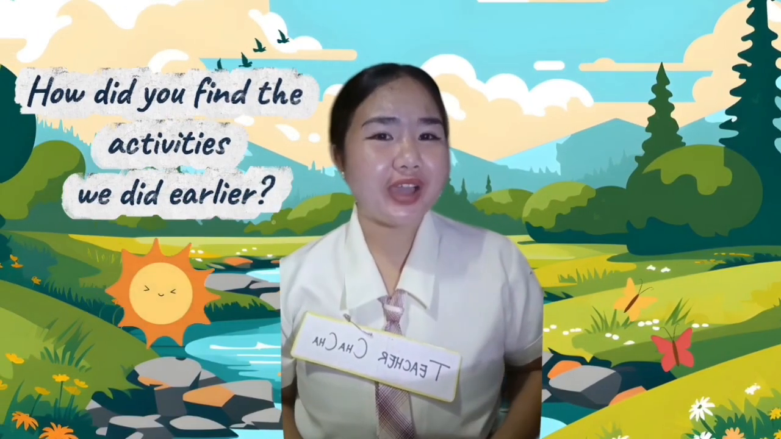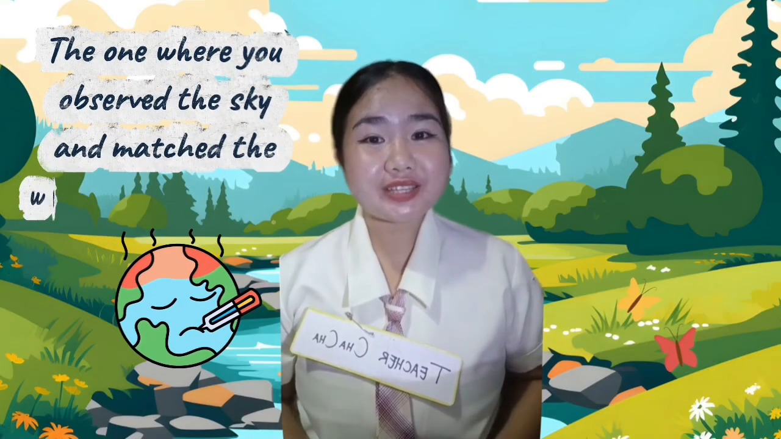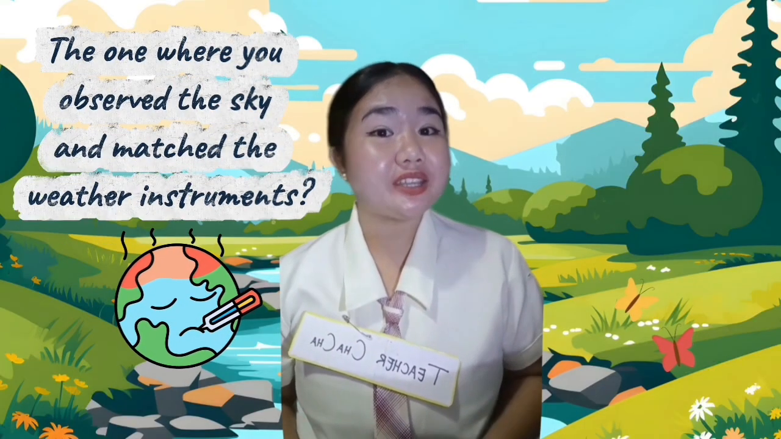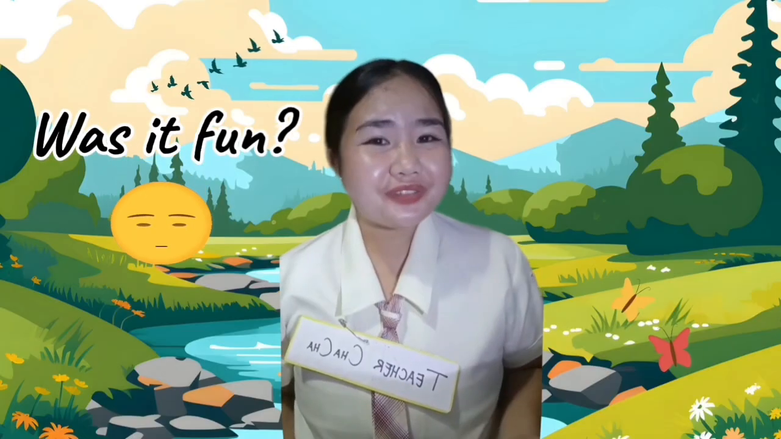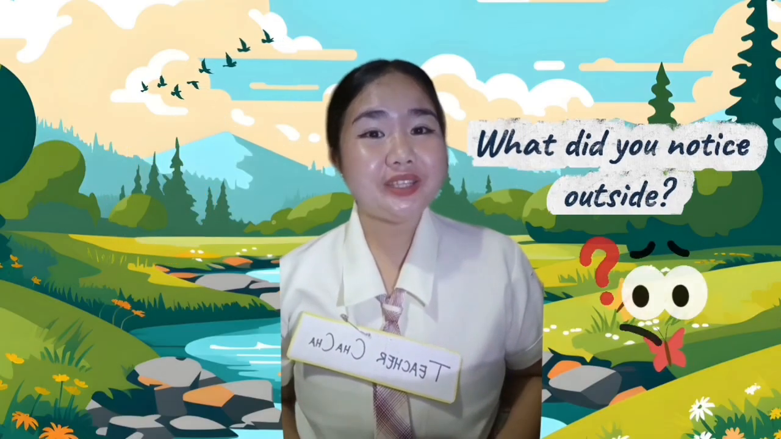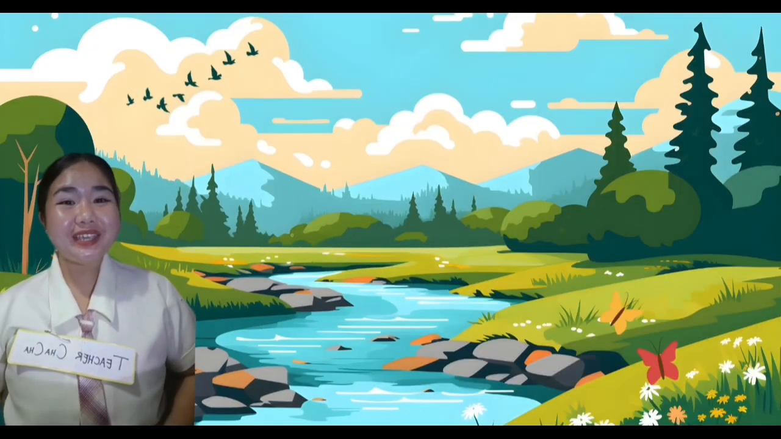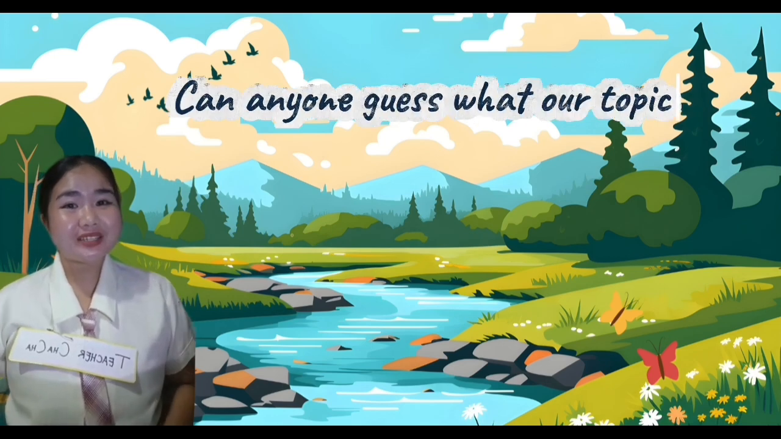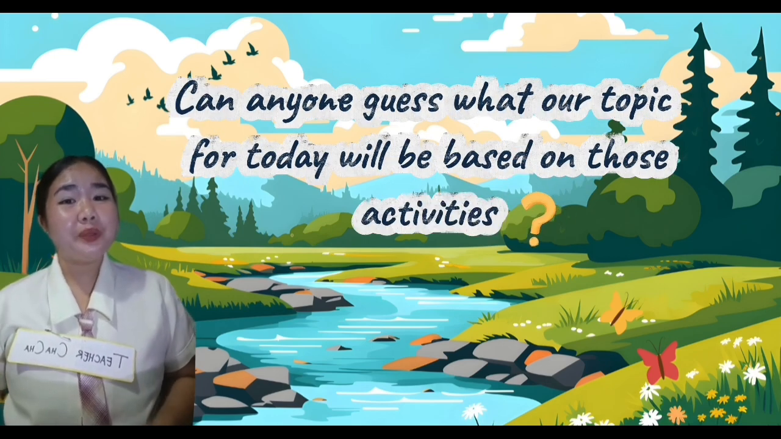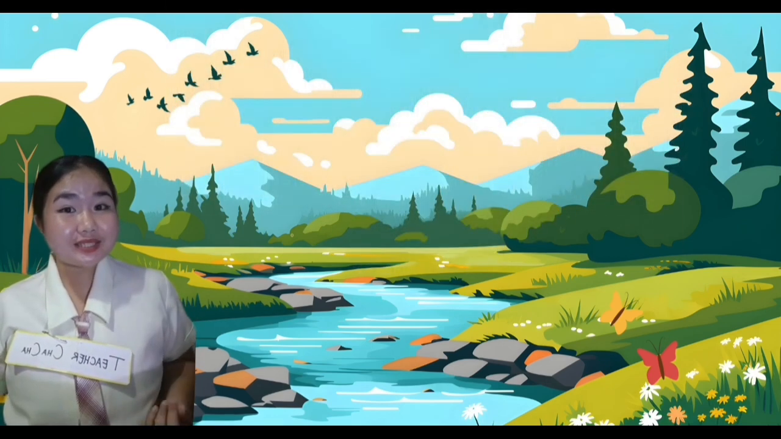Before we start our main lesson, how did you find the activities we did earlier? The one where you observed the sky and matched the weather instruments. Was it fun? What did you notice outside? Was it sunny, windy, rainy, or maybe cloudy? That's great to hear! Now, can anyone guess what our topic for today will be based on those activities?